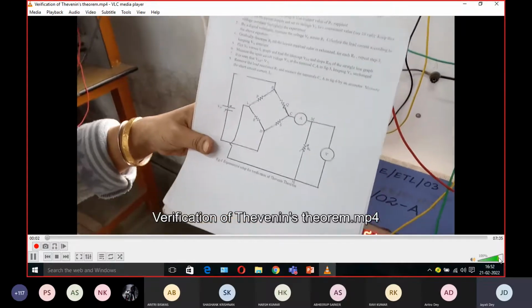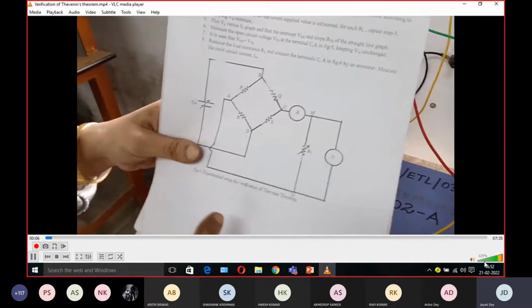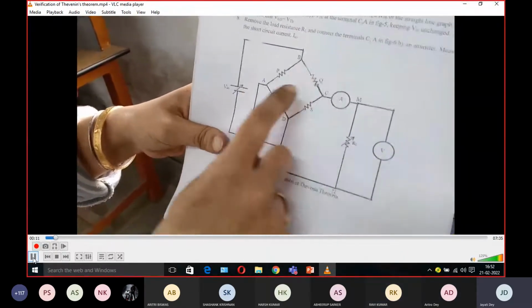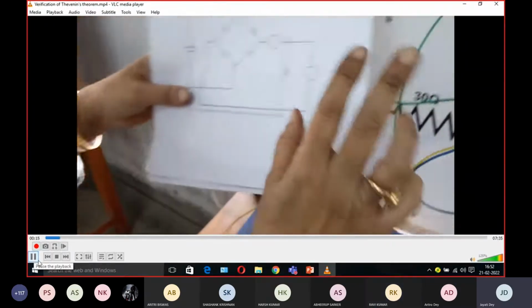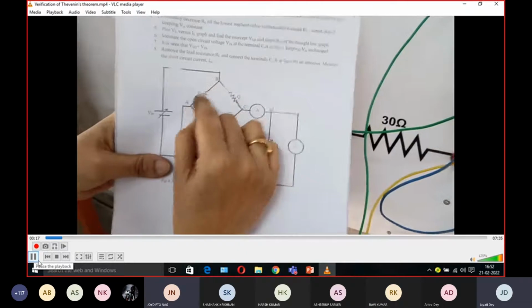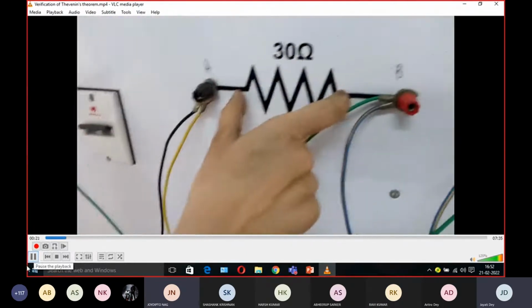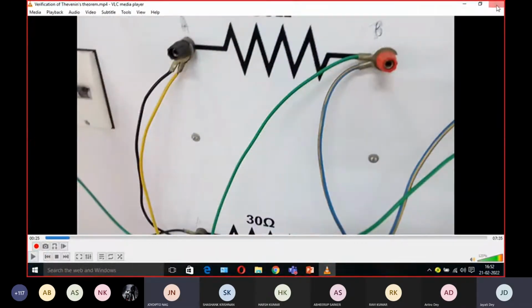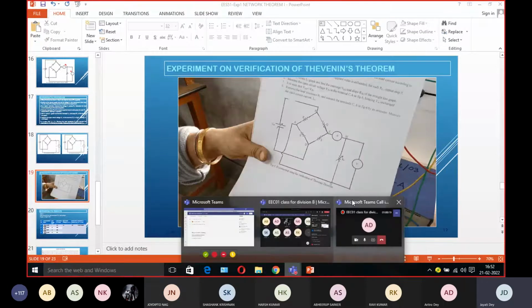Is it audible? No, not yet. What is happening? I don't know. Ma'am, can you stop the share now and then again share it? Several times I have stopped it.